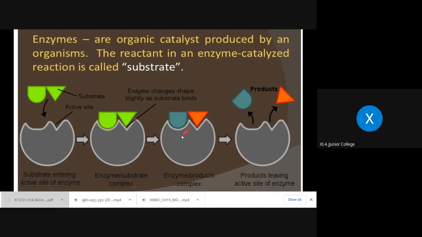Once the product is formed, this is also called the enzyme substrate complex. The entire structure is called the enzyme substrate complex. Here it is done. And after the reaction gets over, the product is formed, then they get separated from this site of the enzyme.